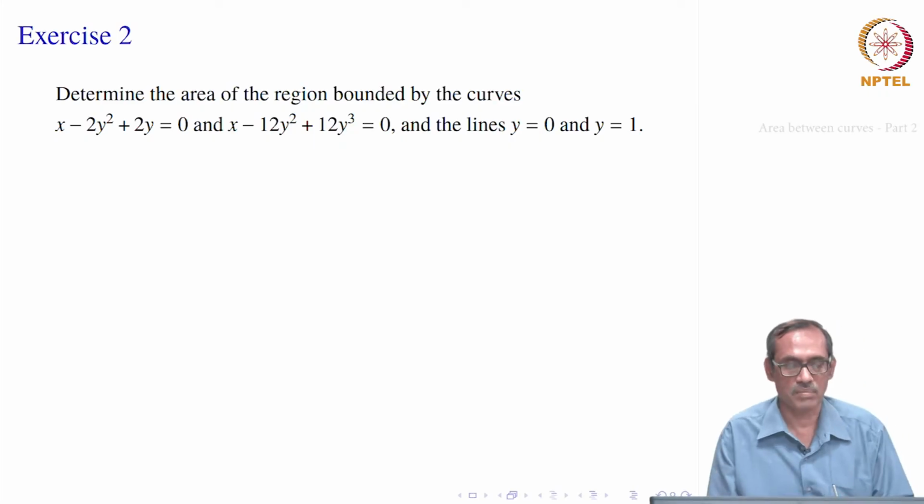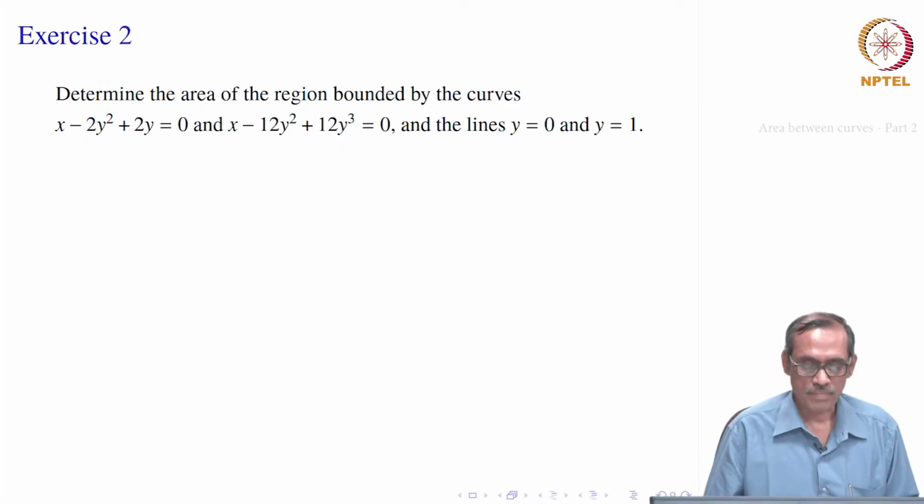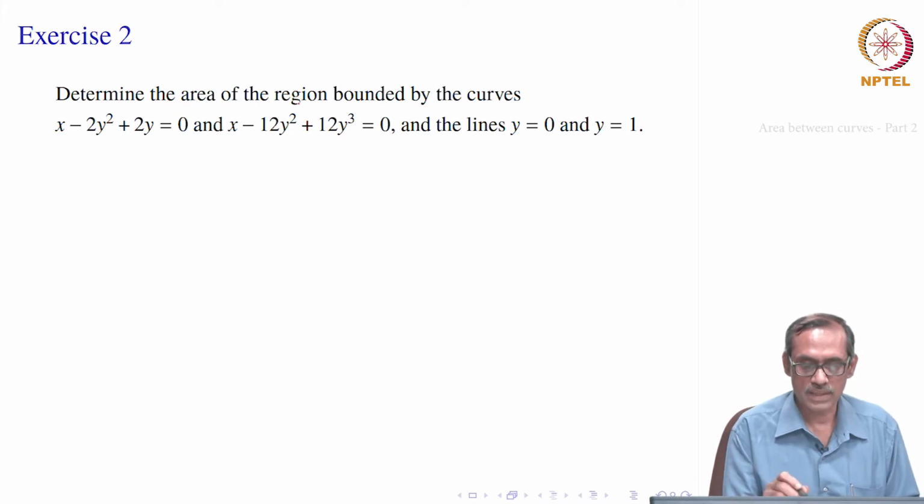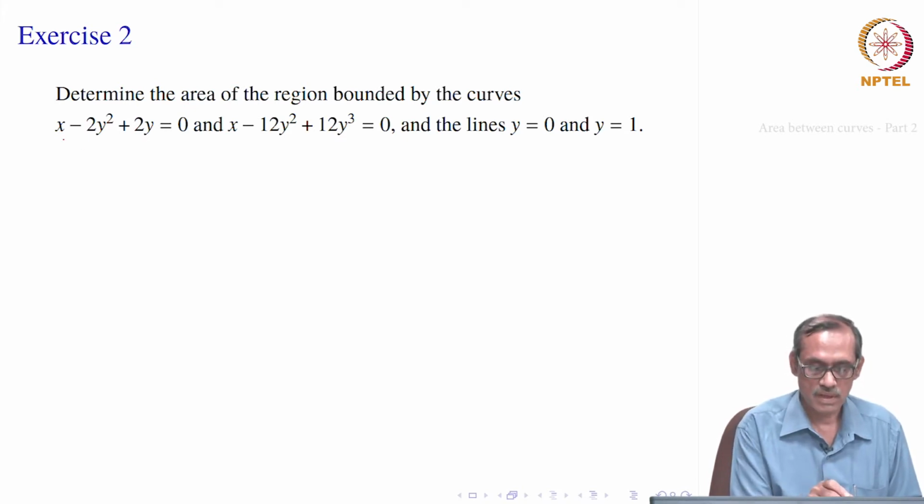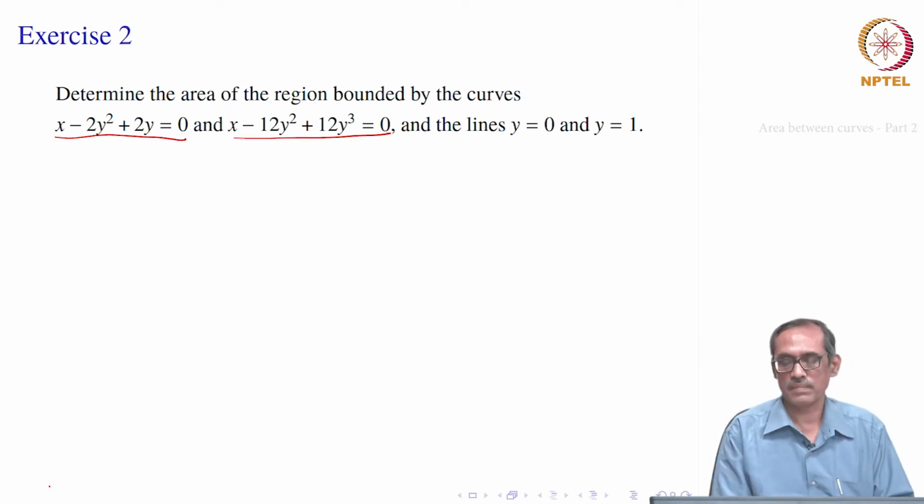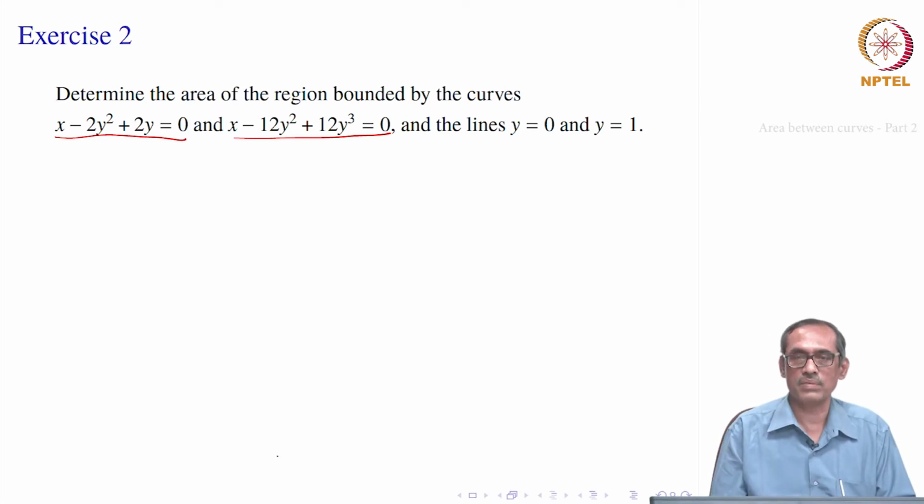Let us take another problem. We want to determine the area of the region bounded by the curves x minus 2y squared plus 2y equal to 0, which is given implicitly here, and x minus 12y squared plus 12y cubed equal to 0. These are the two curves, and the lines y equal to 0 and y equal to 1. So, it is like whatever we have started in the beginning, it may look something like that.